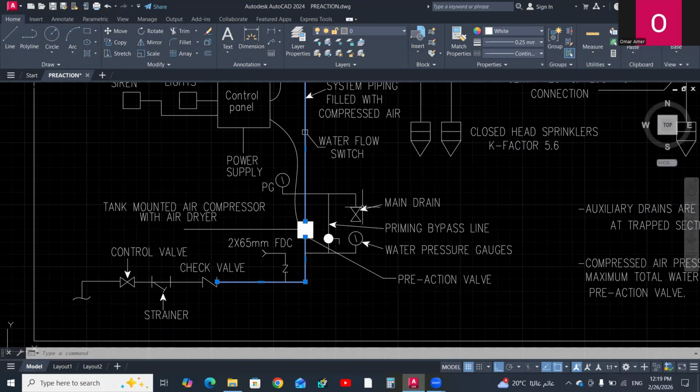According to NFPA 13, the maximum size of the main drain should be 50 millimeters or 2 inches. And this drain can be connected to the sewer network through a sump or an intermediate chamber between the system and the external sewage or drainage network.